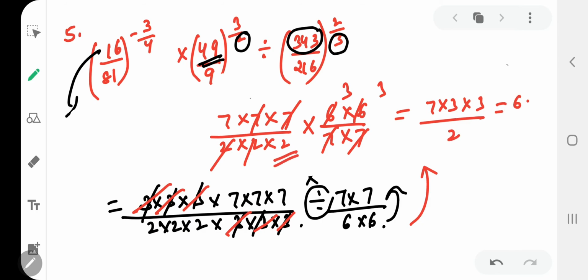So your final answer is 63 upon 2. You can convert into decimal, that is 31.5. Is that clear?